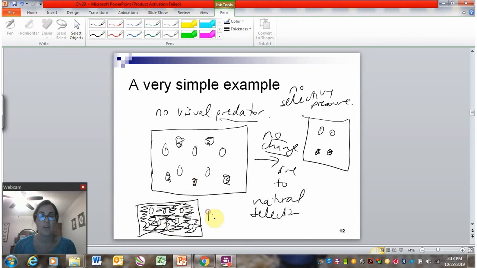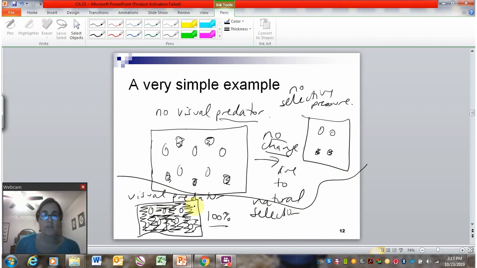Okay, so 100% white dots in a dark background with a visual predator. I'm just going to put a line here to emphasize I'm now talking about this example. So a visual predator is present, white dots in a dark background. So theoretically, right, a dark colored dot would have an advantage in this environment. Okay. So what is the result of natural selection going to be in this scenario?